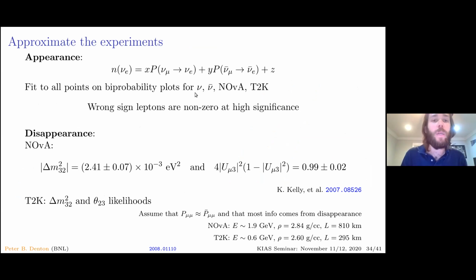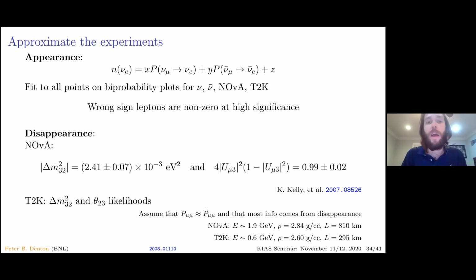So for appearance, what we say is that it's the appearance probability weighted by some factor x, plus the wrong-sign lepton. So in neutrino mode, you have the probability of neutrinos to go from nu mu to nu e, but you also have the probability for antineutrinos to go. This is necessary to include because when you're in neutrino mode, there are still some antineutrinos being produced. We then fit this to NOvA and T2K, which present their expected event rates for certain fiducial parameters.